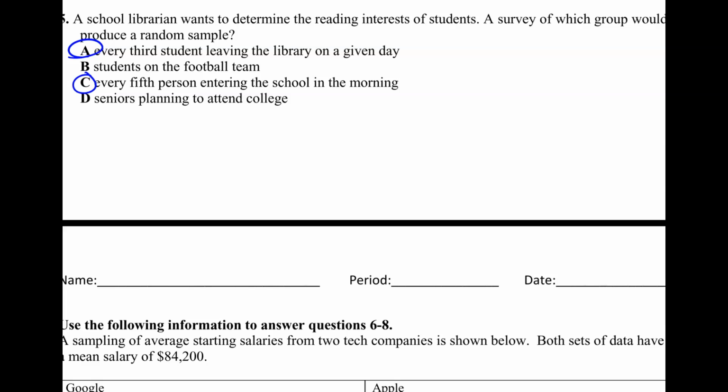That's my goal. Seniors planning to attend college? No. Like, really? That's all that people were asking? Okay, no, that's not a random sample. Every fifth person entering the school in the morning? Okay, right? This gives me a random sample. What if people are like, I don't read, I'm not interested in reading. So that's the reasoning why the book didn't select that one, because the sample is not from the population. This would be the sample of the whole school, not people who use the library and read.